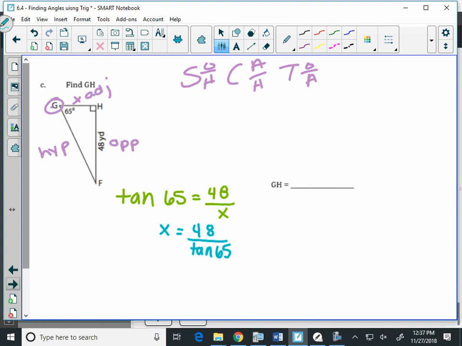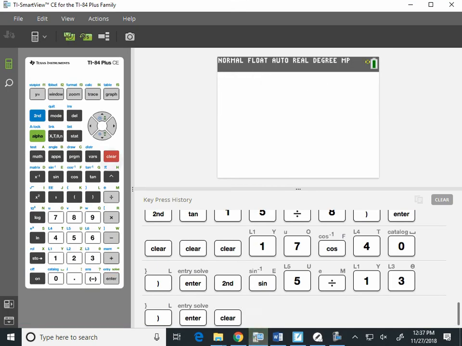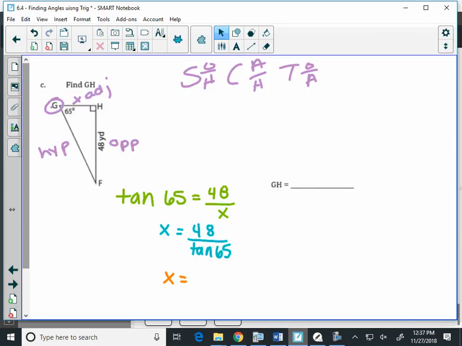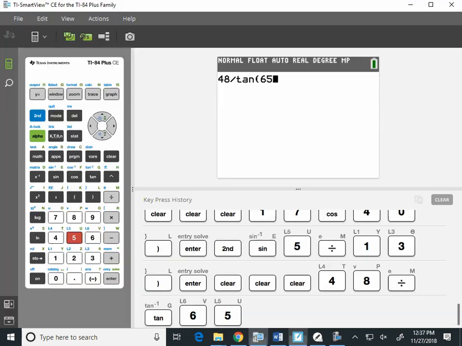And that's what you're putting in your calculator. So we're going to do 48 divided by tangent 65. Enter. So the length of that side is 42.14.